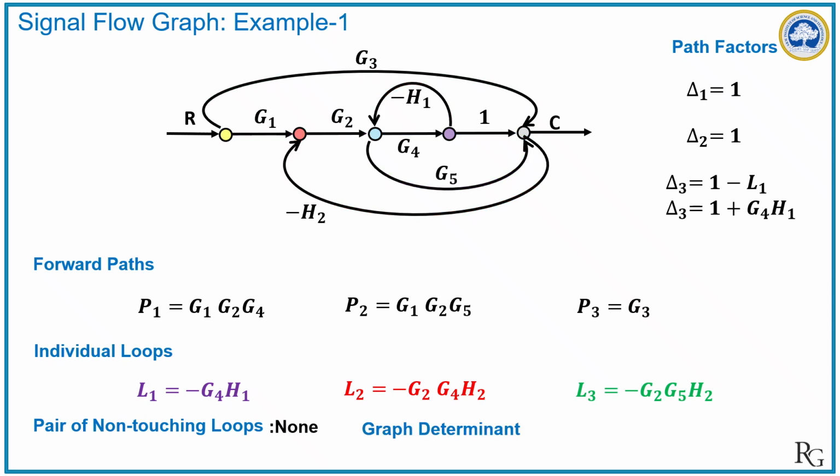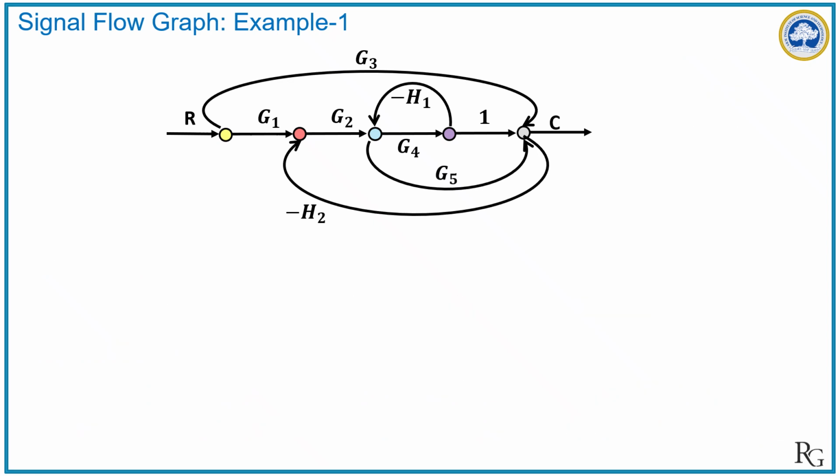Next we will find the graph determinant, that is delta. So delta can be found as 1 minus the summation of all the individual loops, and so on.